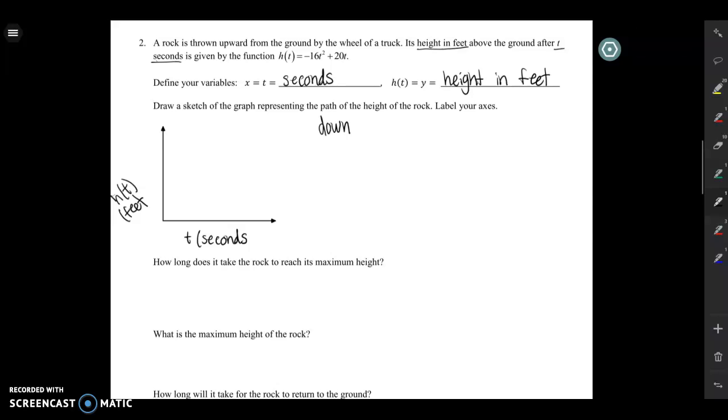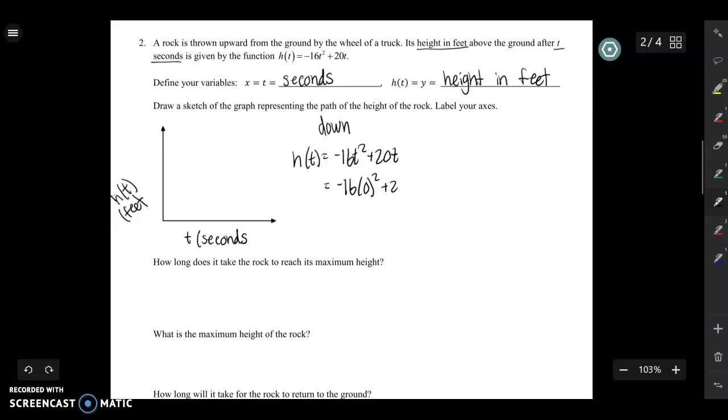And then I would recommend just finding your y-intercept. To find my y-intercept, I'm just going to plug 0 in for t. So I have -16 times 0 squared, plus 20 times 0. That's just going to simplify down to 0, which means that I have a y-intercept of (0, 0). So I'm just going to sketch an upside down parabola that has a y-intercept of 0. This gives me an idea of a graph that I can use to look at and identify pieces of the graph that might be important.